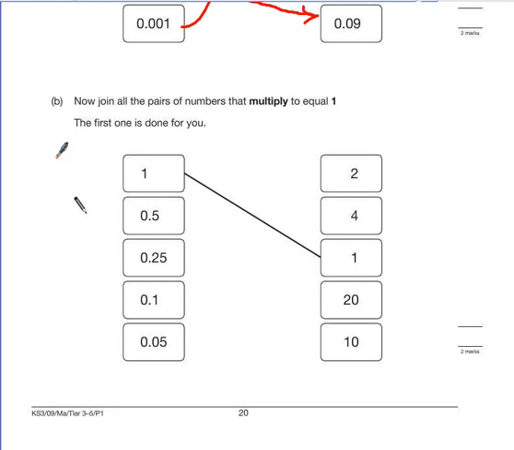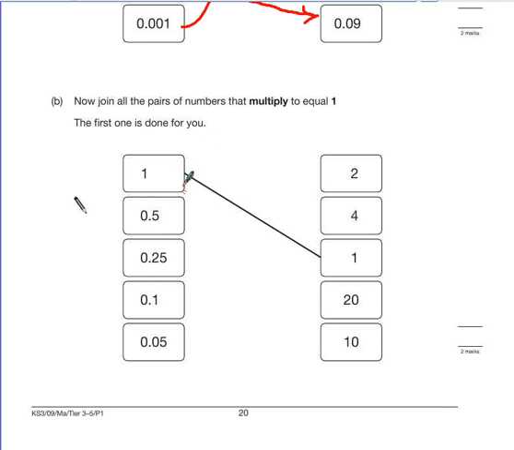Part B. Now join all the pairs of numbers that multiply to equal 1. Now, sometimes questions like this don't always have an answer. They may just say find two that match. But this one says join all the pairs. So you've got to think about your multiplication with numbers and in particular decimals.